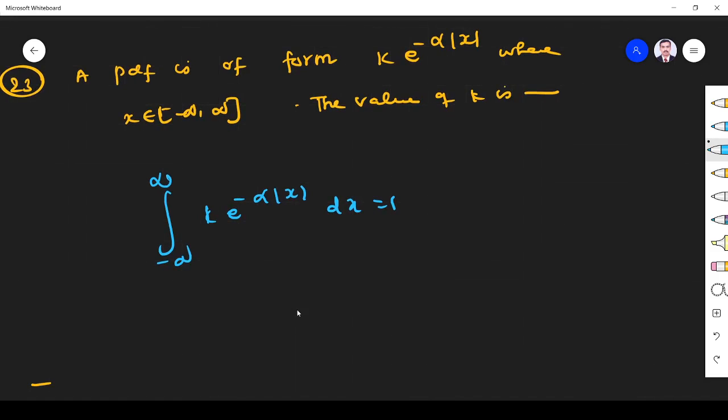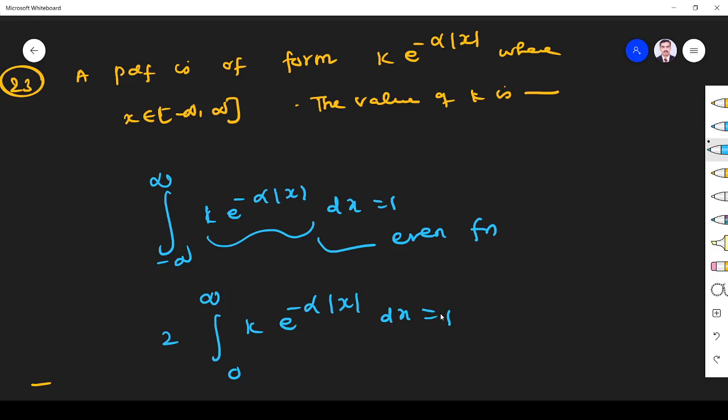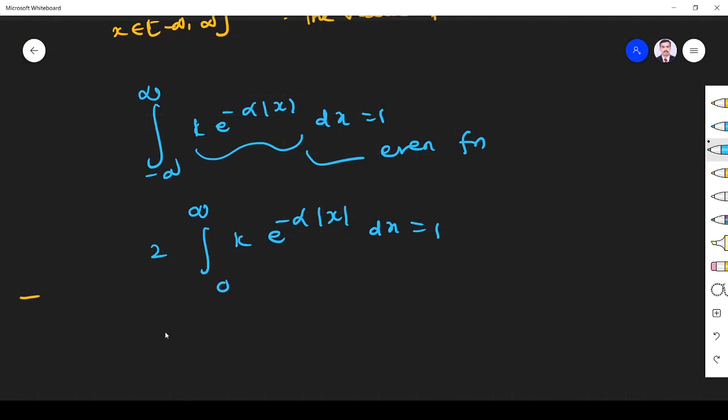Okay, right. So you see, if I put x equal to minus x, the same thing will come again. So the PDF is an even function. Even function means I can take 2 outside, 2 goes to k. Now the integral goes from 0 to infinity of k into e power minus alpha x dx equal to 1. So 2k I take outside, integrating e power minus alpha x from 0 to infinity. I put only positive x, e power minus alpha x divided by minus alpha, from 0 to infinity, that is equal to 1.